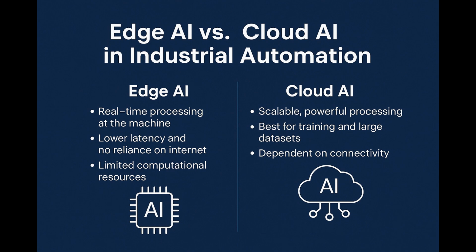On the other hand, cloud AI offers virtually unlimited computing power and storage. It's perfect for model training, large-scale data analytics, and applications that require integration across multiple sites. In the cloud, you can train your models using massive datasets, run simulations, and manage global optimization strategies. Many industrial AI deployments use a hybrid approach, edge for real-time inference, and cloud for long-term training and data aggregation. Choosing the right architecture depends on your application speed requirements, connectivity, and data governance needs.